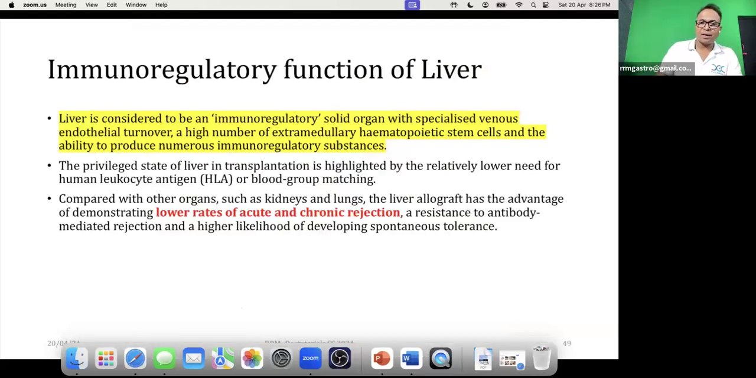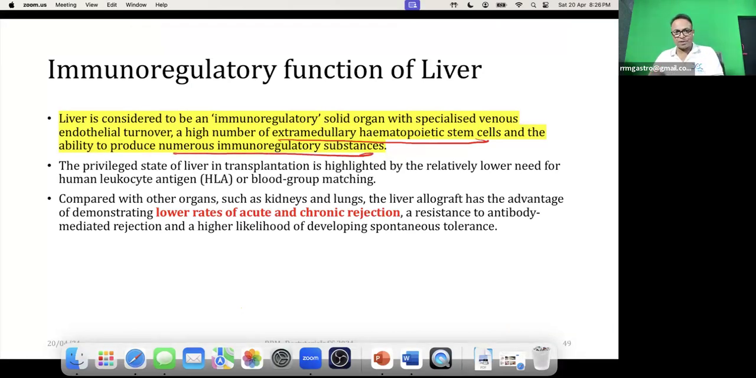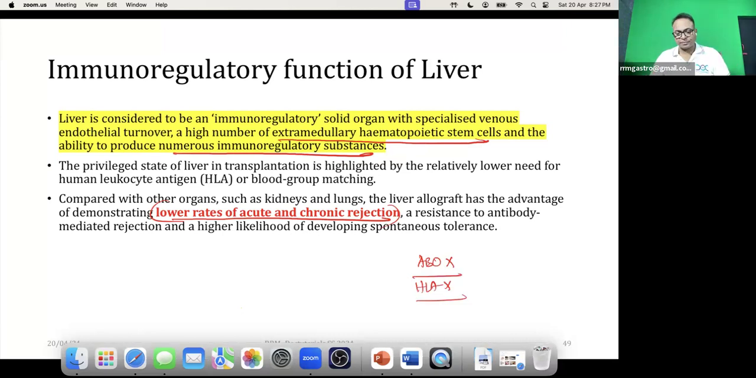The most important point you should remember here is that the liver is an immunologically strong organ with a large amount of extramedullary hematopoietic stem cells, and therefore produces numerous immunoregulatory substances. Therefore, the liver does not go for acute and chronic rejection. Among the various organs, the liver has the lowest rates of hyperacute, acute, and chronic rejection because of its immunoregulatory function. Therefore, no need for ABO or HLA matching in the liver.